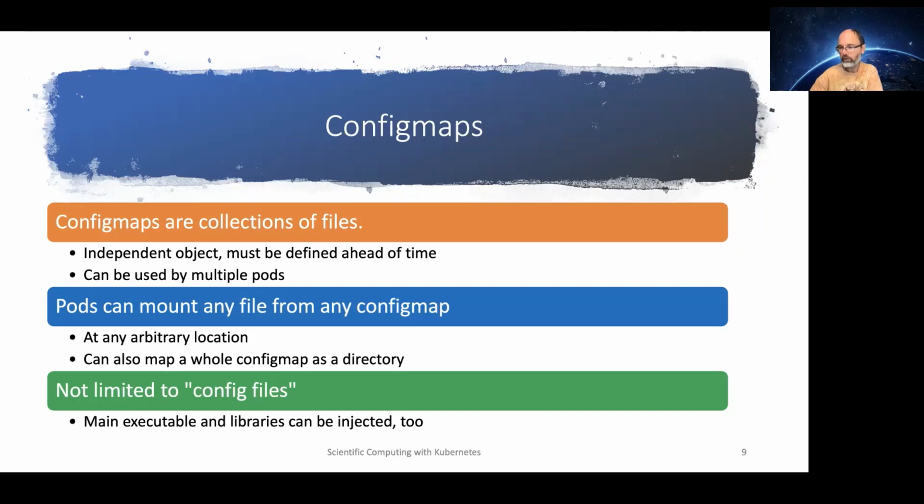And if you have a lot of files, you can even mount the whole config map as a directory structure inside the config map, which is very handy. Just one clarification, while it is called config maps, you are not limited to config files only. It's really just files. So a config map can contain your main executable and libraries on top of any configuration if you want. Scripts, whatever you want, it's just files. So it's really flexible and allows you to customize your container at runtime completely.